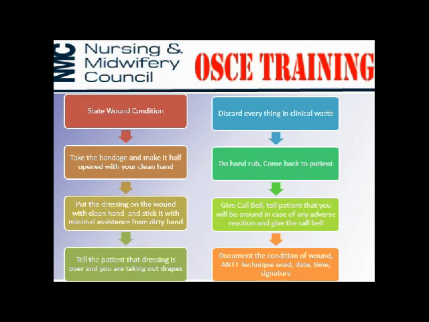Then you need to remove the drape you had put first beneath the patient's wound site. Then you need to verbalize to the patient that the dressing is over and you are taking out the drapes and everything. You should verbalize to the patient that I am discarding everything in the clinical waste and I will come back. You need to move your trolley near the clinical waste and discard all the used items in the clinical waste. Now you need to do a hand rub and come back to the patient.